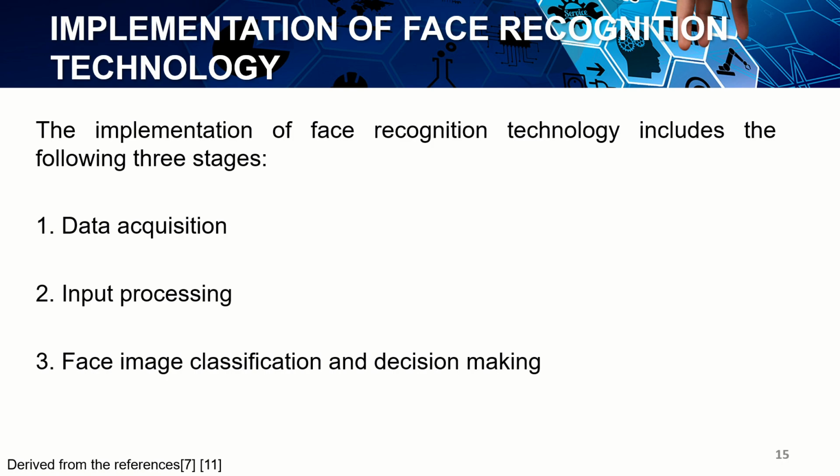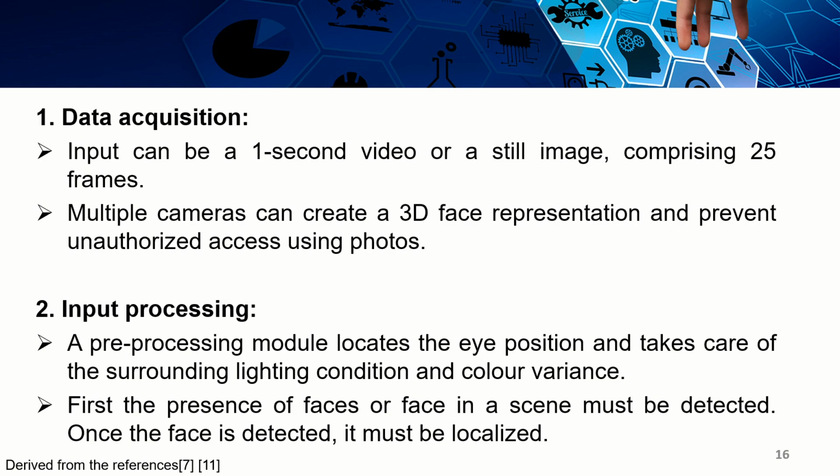Implementation of face recognition includes the following three stages: input processing, face image classification, and decision making. In data acquisition, the input can be a 1 second video or a still image comprising 25 frames. Multiple cameras can create a 3D face representation and prevent unauthorized access using photos. And in input processing, the pre-processing module locates the eye position and takes care of the surrounding light condition and color variance.